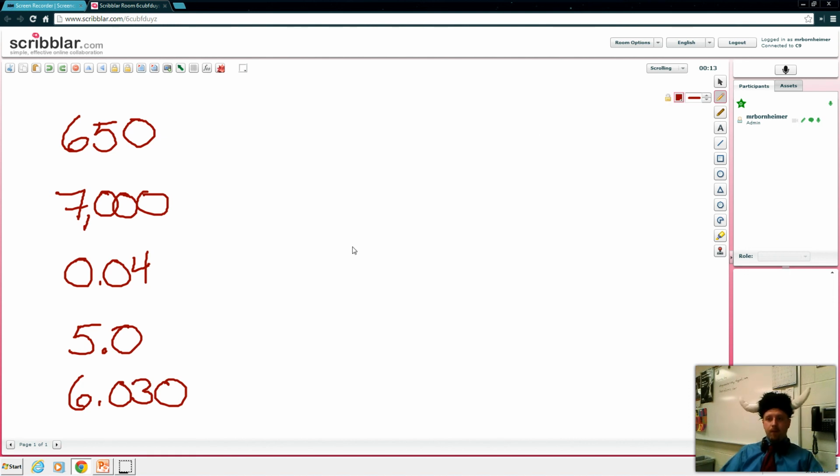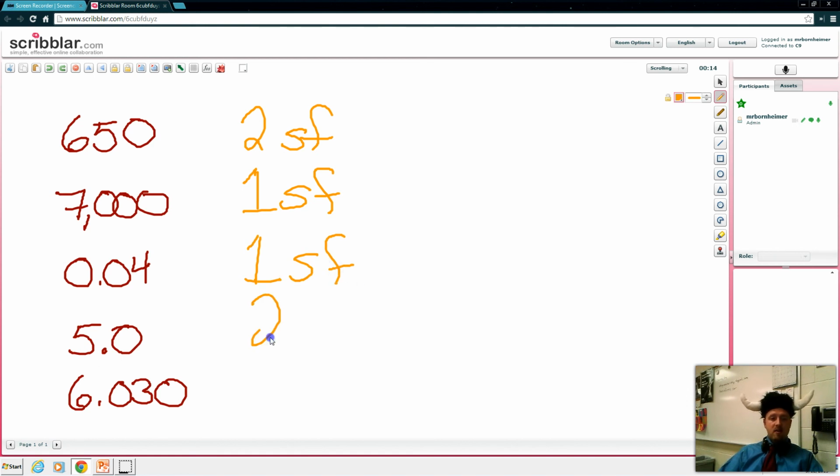All right, here we go. 650 has 2 significant figures. 7,000 has 1 significant figure. 0.04 has 1 significant figure. 5.0 has 2 significant figures. And 6.030 has 4 significant figures. These are both significant. This is not, because it's a spacing 0. These are all spacing zeros, therefore they are not significant. These are spacing zeros, therefore they are not significant.